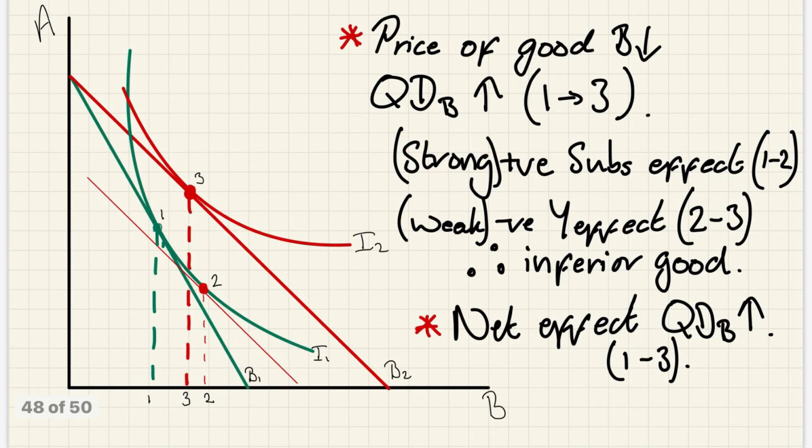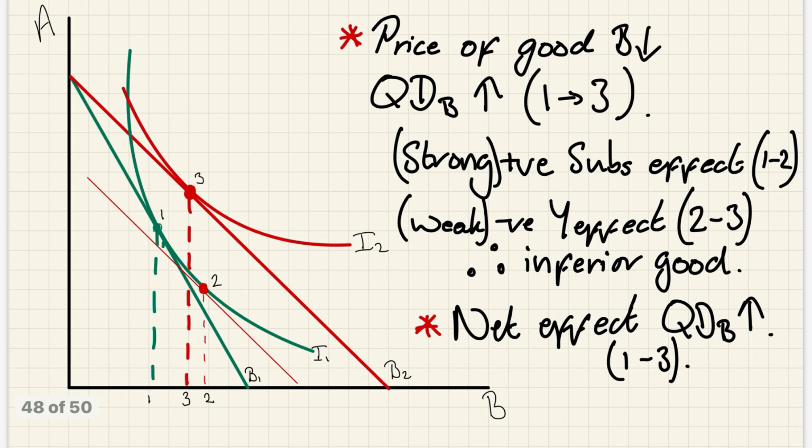Okay, so let's step our analysis up another notch. So this time we are going to reduce the price of good B, and that's going to shift us from the green indifference curves and budget lines I1, B1 to the red indifference curves and budget lines I2, B2. The overall effect of that reduction in price is that the quantity demanded of B has gone up. That's what we would expect to happen. The price has gone down, the quantity demanded has gone up, and that net effect is shown by the movement from position 1 to position 3. But how did we get there?